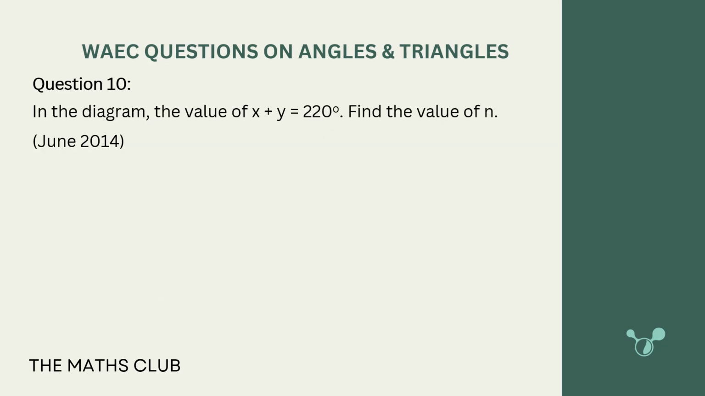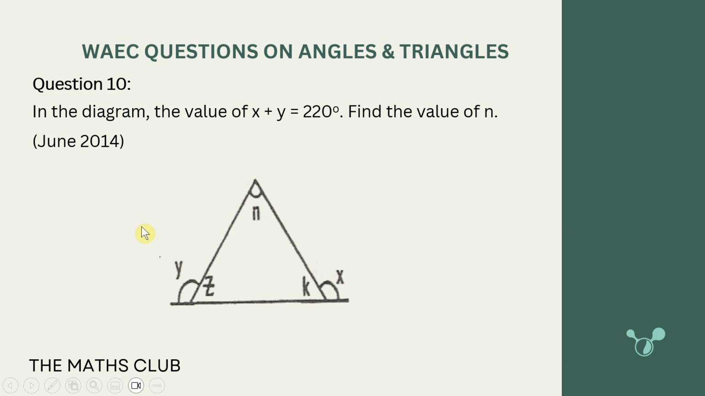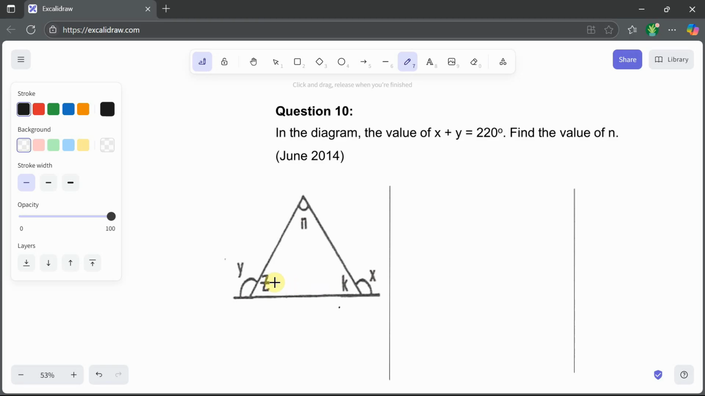Great. Question 10 now says that in the diagram, the value of x plus y is equal to 220 degrees. Find the value of n. Taken from June 2014. So when we see this, let's start from what we know. I know that from sum of angles in a triangle, right? N plus z plus k is equal to 180 degrees, right? Do we have anything about x and y in this? No. So let's say from this one here, I will know that from straight line, right?